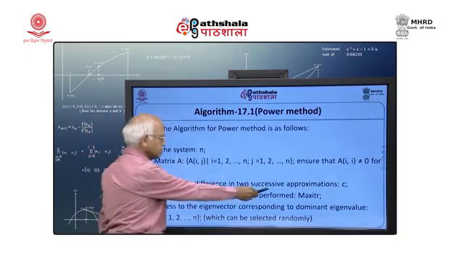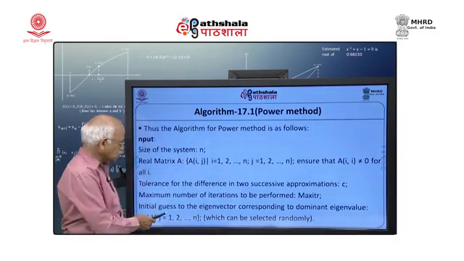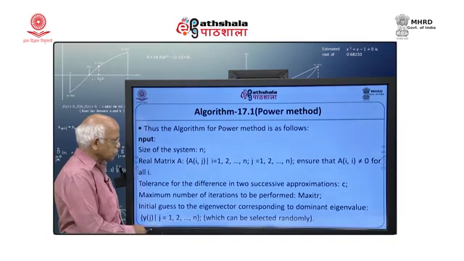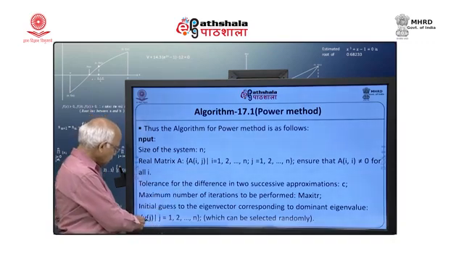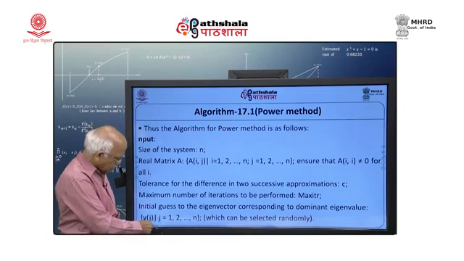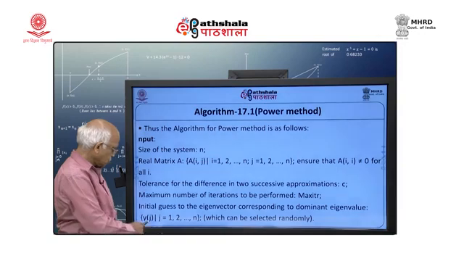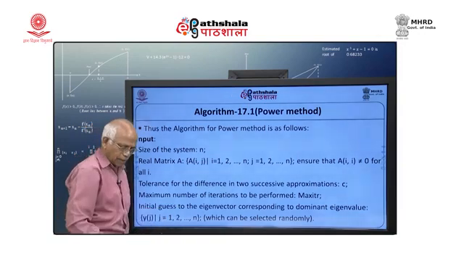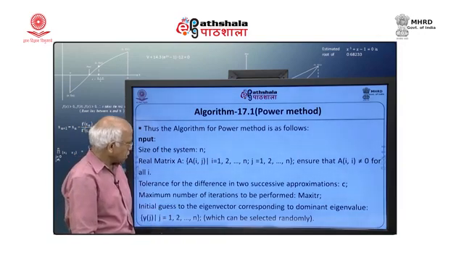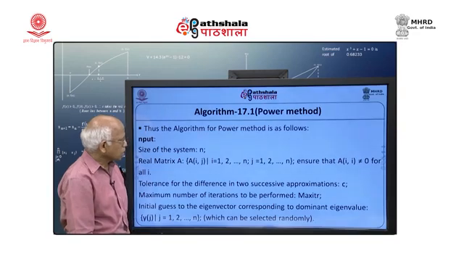That is max iter, and an initial guess to the eigenvector is also taken as input to the dominant eigenvalue computation, that is y j bar. That is arbitrarily chosen, which can be selected randomly, for j equal to 1 to n. So, this is your initial approximation to the eigenvector.